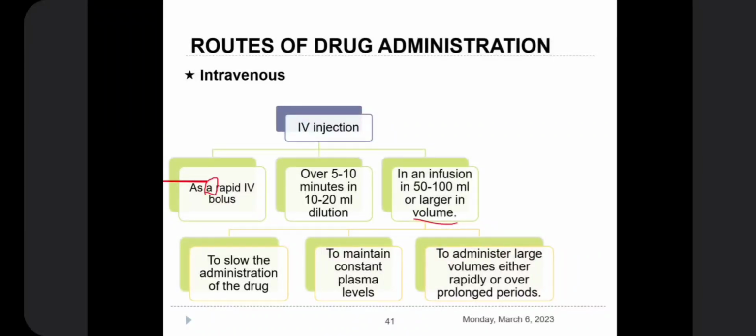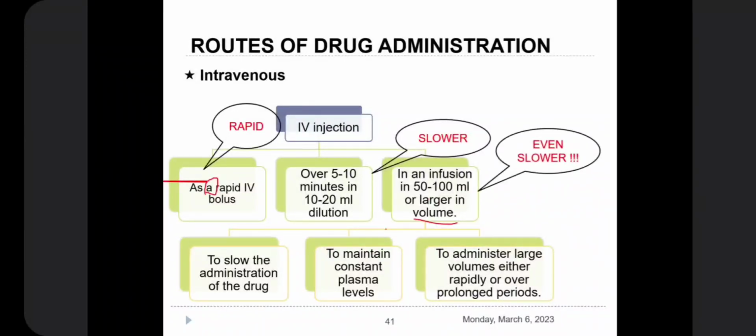So the speed of administration and the speed of infusion: this one is very rapid, this one slower, and this one even slower. Yeah, slowest. Because this depends on the purpose of administration. We may just give one dose and very quickly solve the problem, or maybe we give a large volume to make the drug concentration in our circulation more steady. Yeah, the different purposes will give us different decisions on the IV injection.